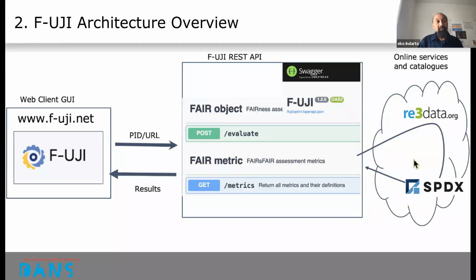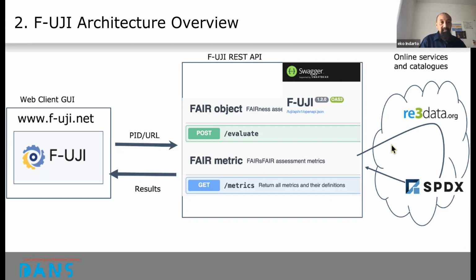F-UJI adheres to existing web standards and PID resolution services, best practices, and utilizes external registries and resources such as DataCite to retrieve data and dataset APIs and SPDX license lists, etc. You don't have to remember this architecture, but I'm showing it here because the terms F-UJI.net and F-UJI and components get mixed up very easily.